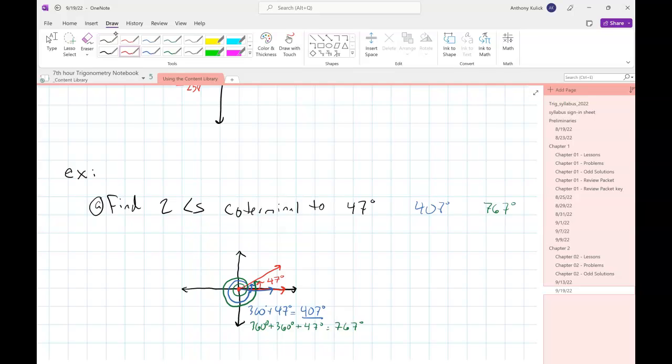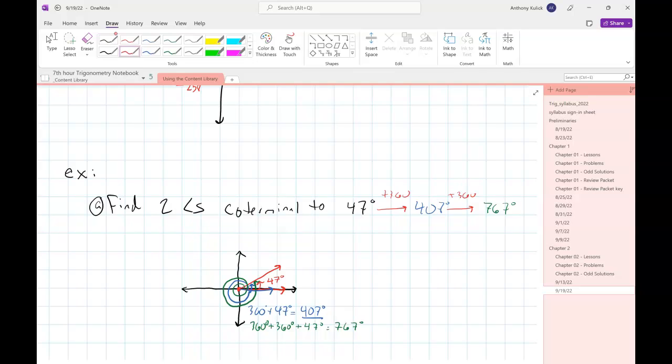So there's a second coterminal angle. Do you notice anything, any pattern going on between these numbers 47, 407, and 767? They all end in 7. There's more to it than that. How did I go from 47 to 407? You could add 360, right? And going from 407 to 767, you add 360.